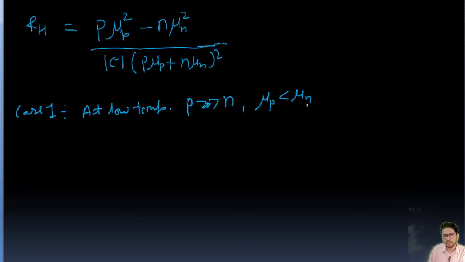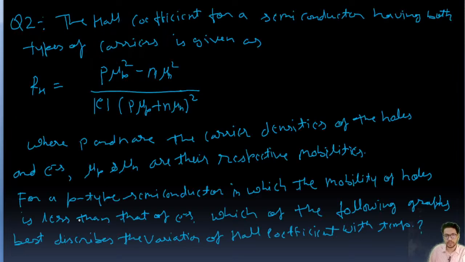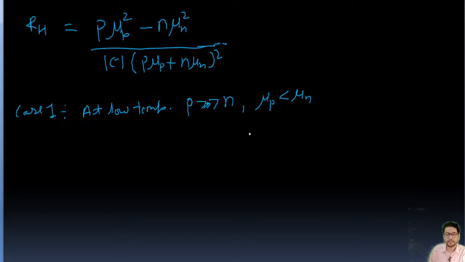And also mu N is the mobility of electron, and mu P is the mobility of hole. It is given in the question that the mobility of hole is less than mu N. This is given for the P type semiconductor, in which the mobility of hole is less than the mobility of electron. So in that case, now we can get RH.